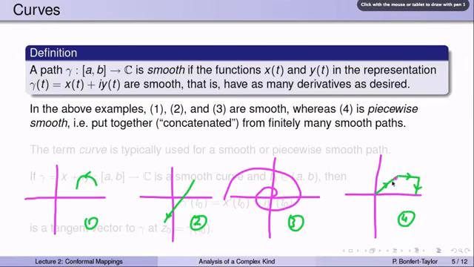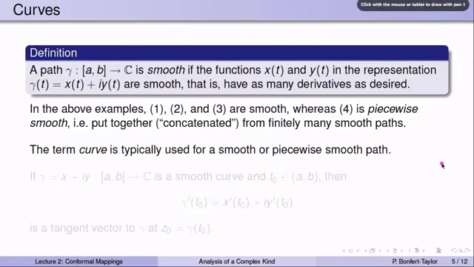So this is called piecewise smooth, which means it's put together, or concatenated, from finitely many smooth paths. The term curve is typically used for a smooth or a piecewise smooth path. So all these examples from above are allowable for being curves.